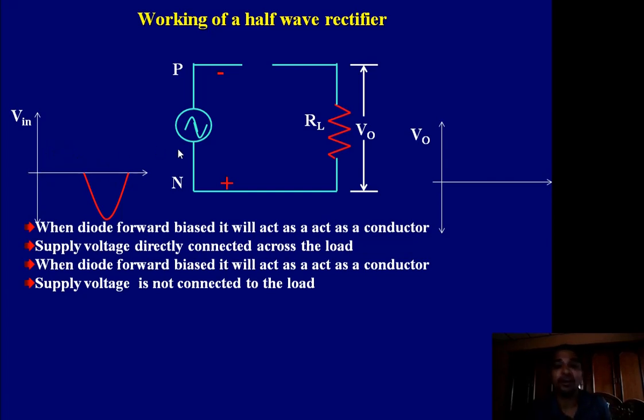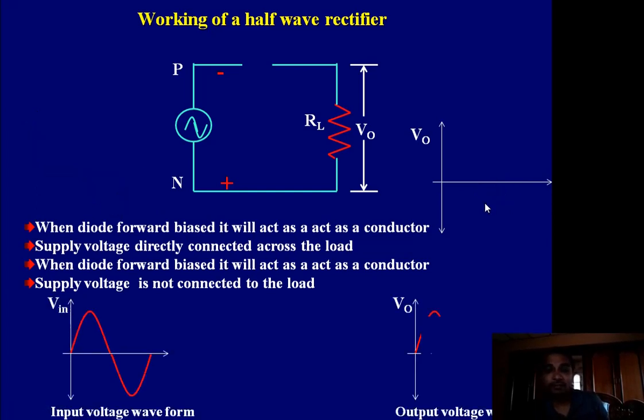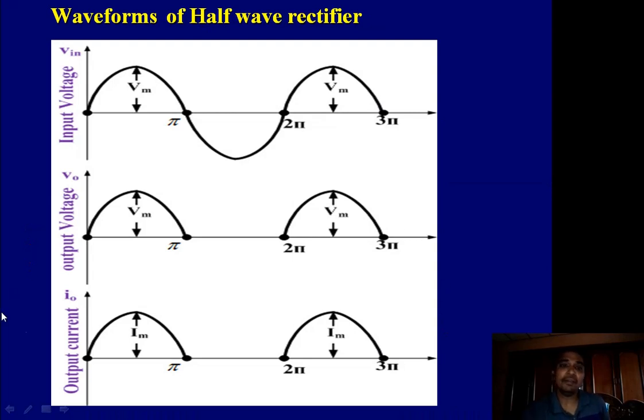Only the positive wave you are rectifying; the negative wave you are just removing on the output side, so it is zero. A combined waveform I can show like this. So this is the positive and negative half cycles on the input side, and on the output side only the positive cycle, and the negative half cycle is zero. This is the complete waveform of a half wave rectifier.